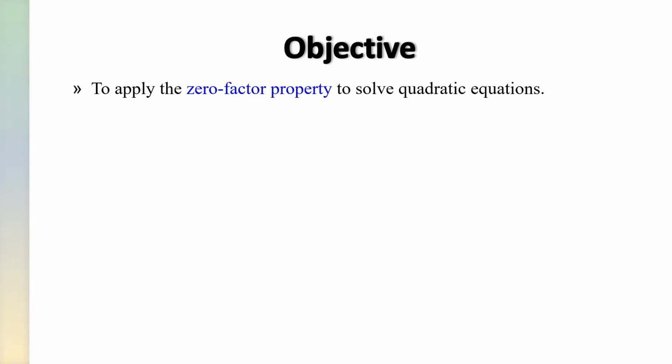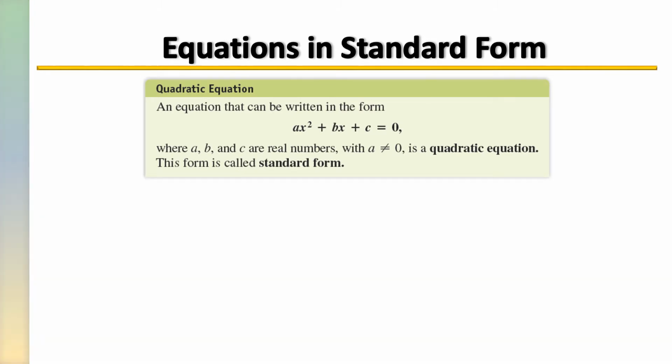In this lesson, you will learn to apply the zero factor property to solve quadratic equations. Quadratic equations in standard form. An equation that can be written in the form ax squared plus bx plus c equals 0, where a, b, and c are real numbers, with a not equal to 0, is a quadratic equation. This form is called standard form.